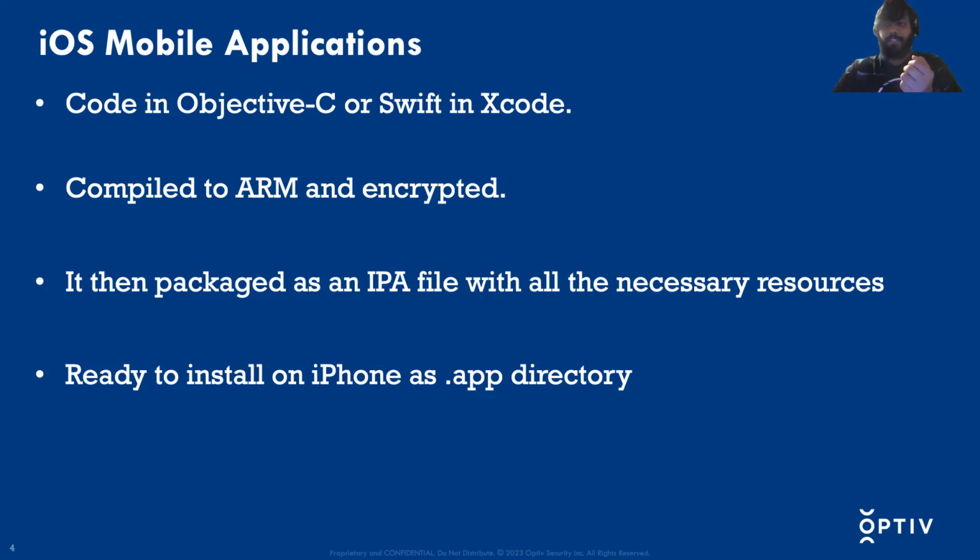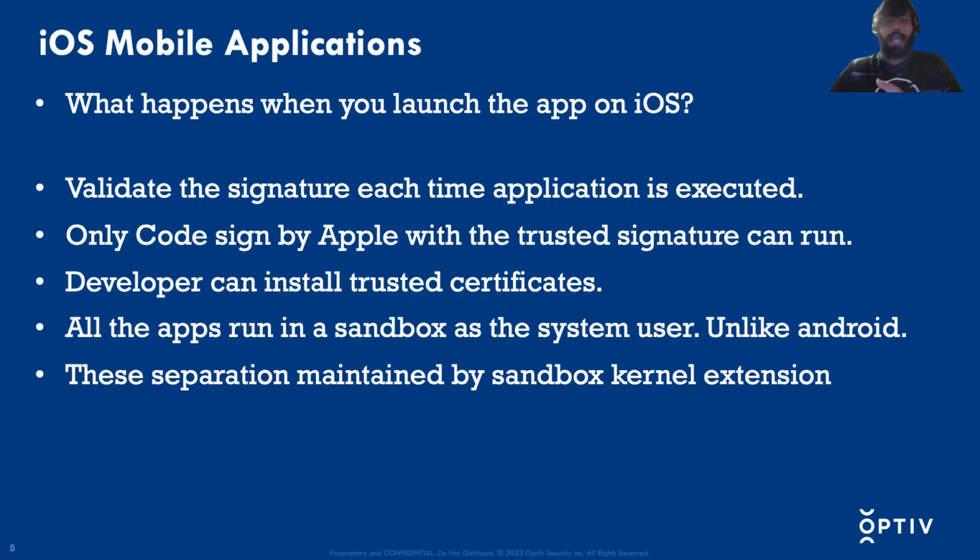All the applications in the iPhone install as an .app directory. So whenever you browse the .app directory, you are browsing the application directory for any specific iOS application. And each application has its own app directory. So what happens when you launch an application in iOS?